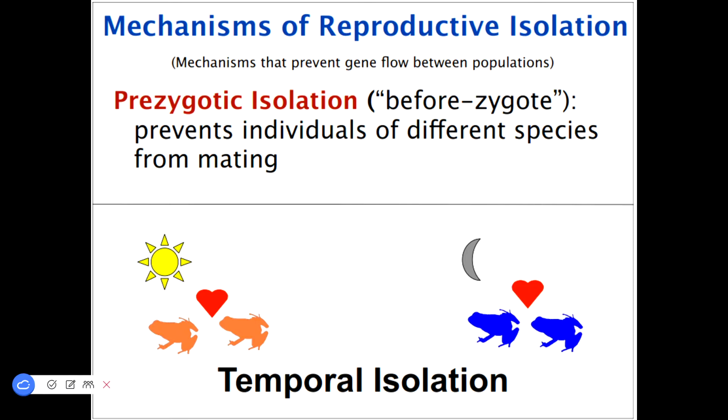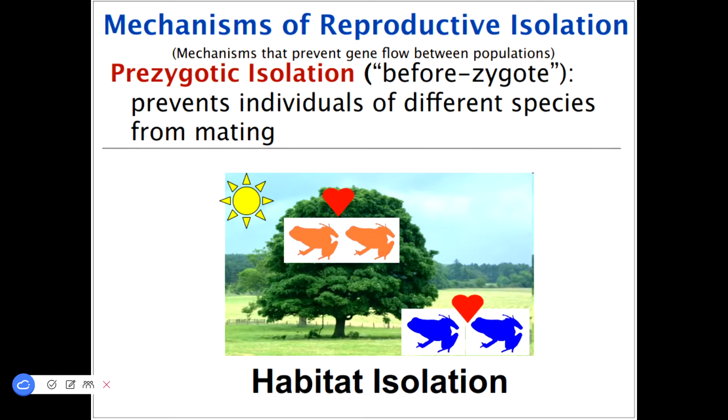There's no gene flow. Another population of frogs might mate in March, and another one might mate in October. So those two populations would not mate with each other. There's no gene flow because when they're ready to mate, they're different times of the year. So different times, different seasons, different times of the day. Temporal isolation.